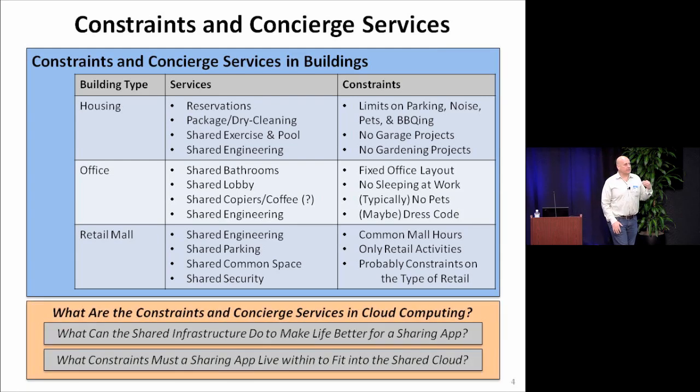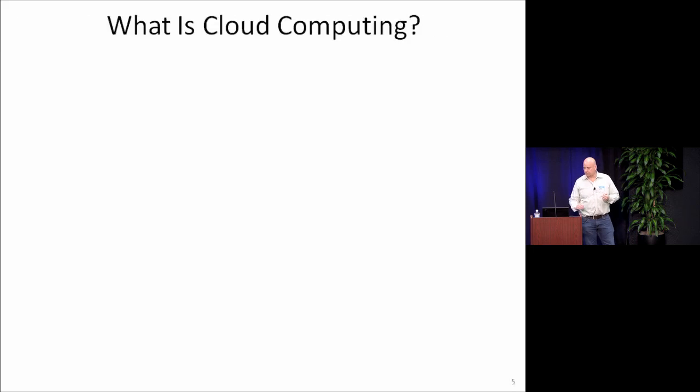So my question is, what are the constraints and what are the concierge services associated with cloud computing? How can we build a shared infrastructure that makes our life better when I'm writing an app where I don't want to worry about scale, I don't want to worry about asynchronous programming, I just want to build my line of business application. And so what constraints do I have to have in order to fit into getting the services that are going to make my life easy?